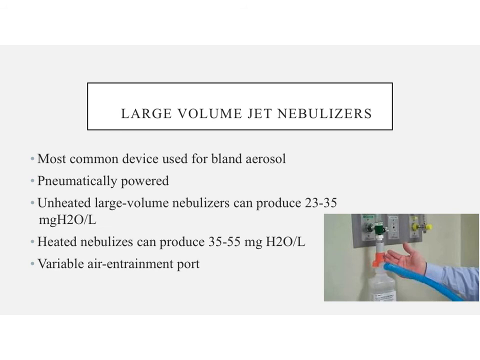The large volume neb also has a variable air entrainment port, so it's very much like a Venturi mask where you can dial in the FiO2. So here you see that they are placing it on oxygen. And then this here, and we'll go over this in the lab, is where you would set your FiO2, and when you set your FiO2, it'll also tell you what liter flow to put the flow meter at.